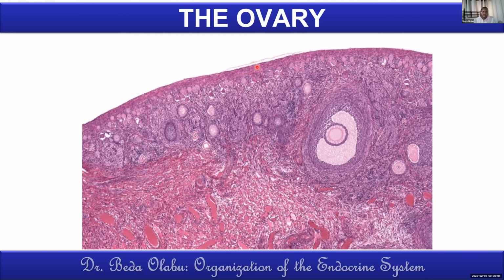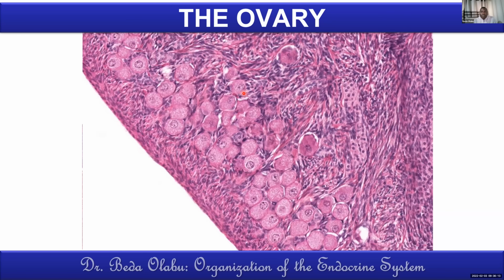Now let's go deep. Deep to the capsule, we see some ovarian follicles. There are different types of ovarian follicles. The first one that I want to talk about are these ones, which we call primordial follicles. Primordial follicles exist in groups like this, and they're subcapsular. These follicles are largely made up of the oocyte surrounded by simple squamous epithelium. So we call them primordial follicles.